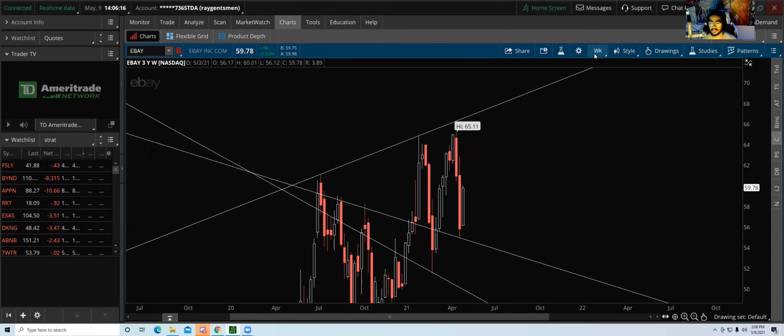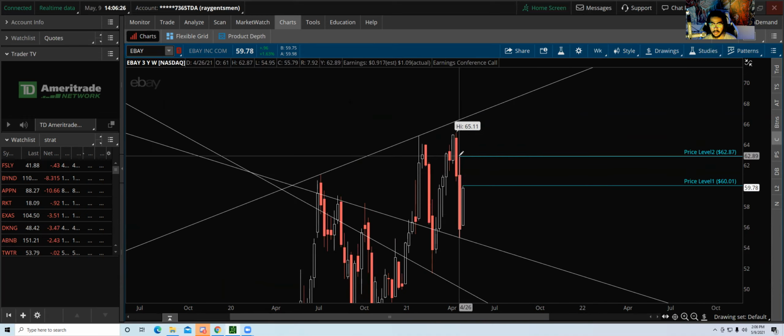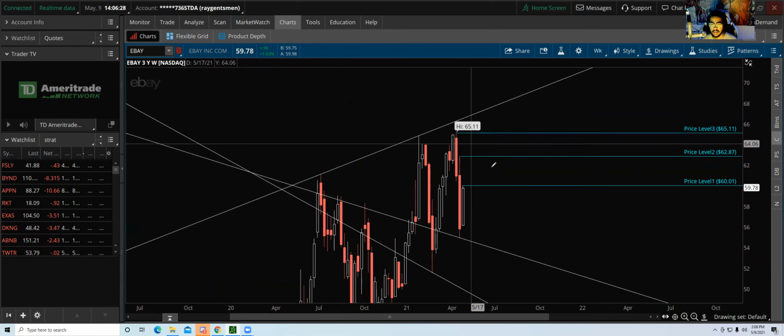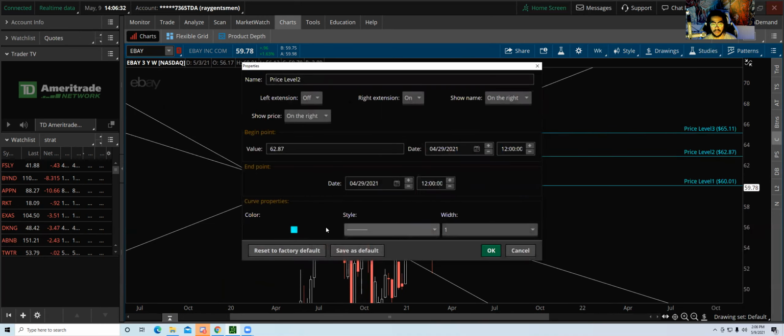So your entry can be at this weekly trigger for the week. Boom. So 60.61. Your first target be here. Your second target would be there as far as on the week. Boom. Edit properties. Change this to green. Target.